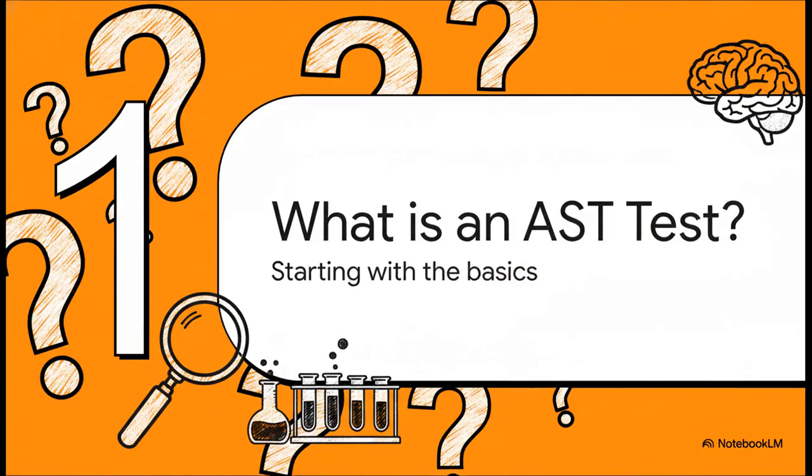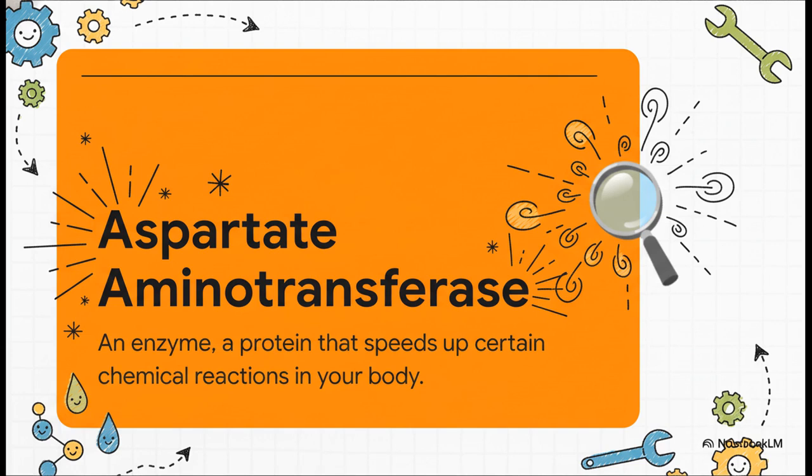All right, section 1, what is an AST test? Let's really start with the basics here, because before we can talk about what the results mean, we've got to know what they're actually measuring inside your body. So the AST test measures a very specific thing in your blood, an enzyme called aspartate aminotransferase. Yeah, I know it's a mouthful, which is why everyone just calls it AST. Now, what's an enzyme? Just think of them as, let's say, the construction crew for your body. They're these little proteins that help speed up all the crucial chemical reactions that keep you running.